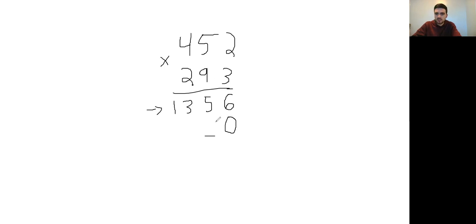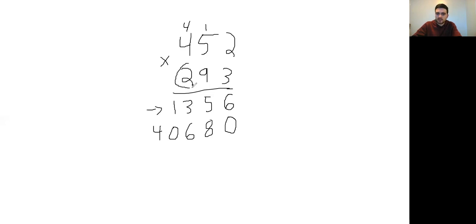So 9 times 2 is 18. I put the 8 here, and I'm going to carry forward the 1 from 18. 9 times 5 is 45, plus 1 is 46. I'm going to carry forward a 4. 9 times 4 is 36, plus 4 more is 40. So I put the 0 from the 40 here, and the 4 from the 40 carries into the next column.